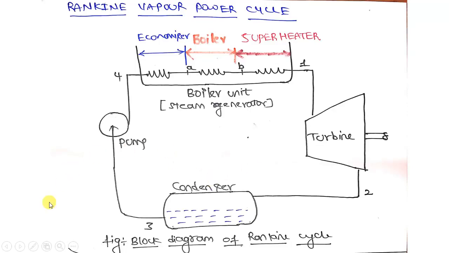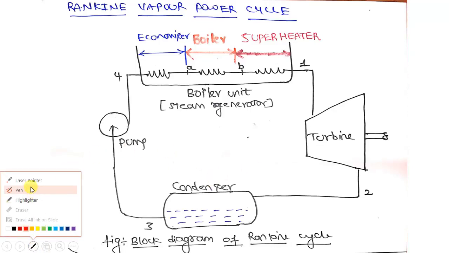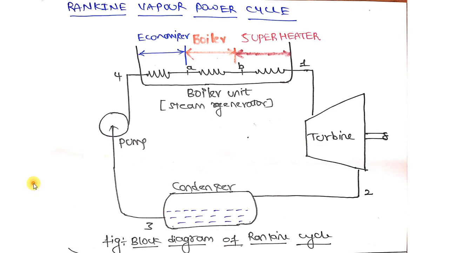So hello everyone. Today we will discuss the Rankine vapor power cycle. In the last class we discussed the Carnot cycle, which is the ideal form of vapor power cycle used in steam turbines. Now this is the Rankine vapor power cycle, which is more realistic and more practical in nature when compared to the Carnot cycle.